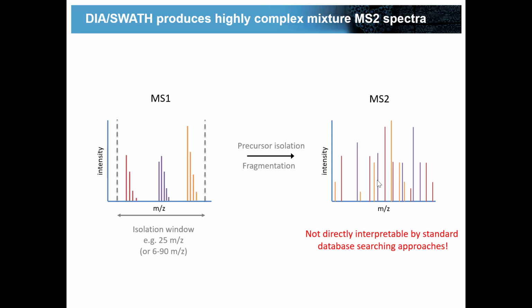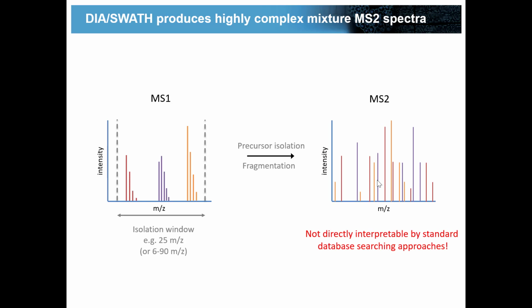As time goes on, the instruments are getting faster and faster. So how fast do they have to be for the windows to be small enough so that your spectra resemble a DDA type of spectrum, so it's very clean? You sample the entire space fast enough on the chromatographic time scale.